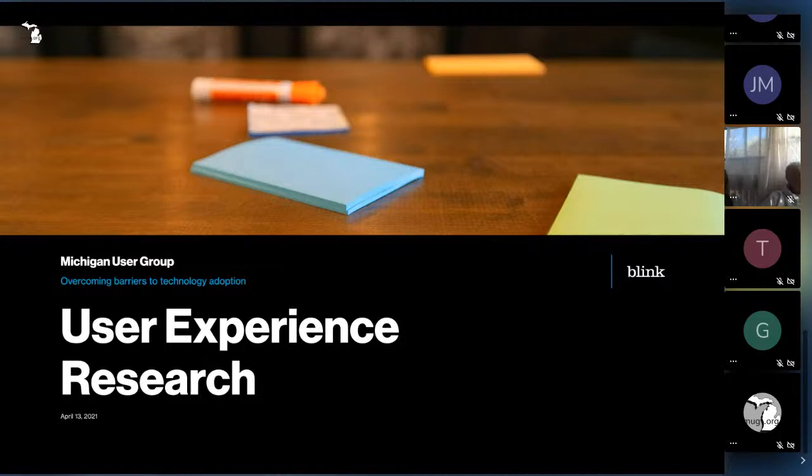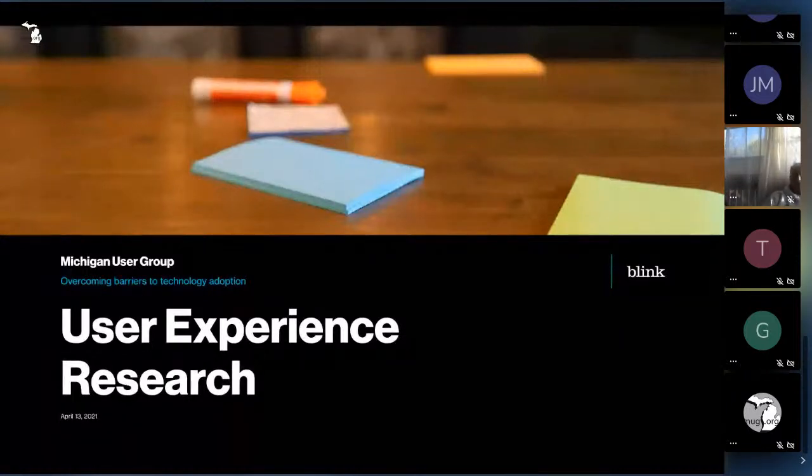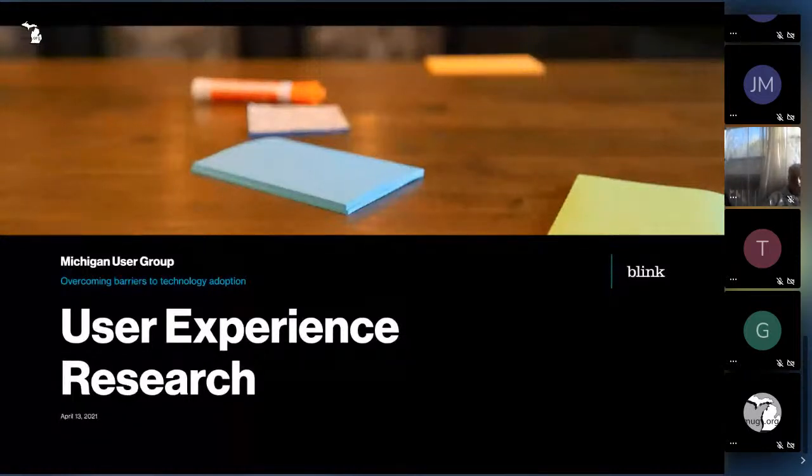And I lead our team, and our team conducts user research, and we partner with design teams and technology teams to help understand the people that are using the technology, what struggles they're having, and ultimately how to make it a better experience for them, and hopefully in some cases lead to better technology adoption as well.